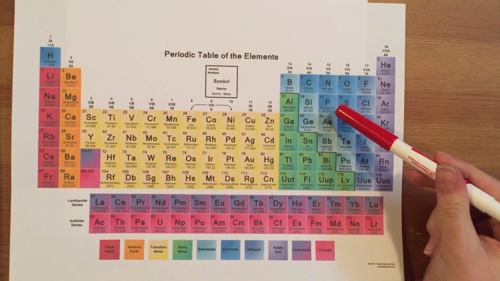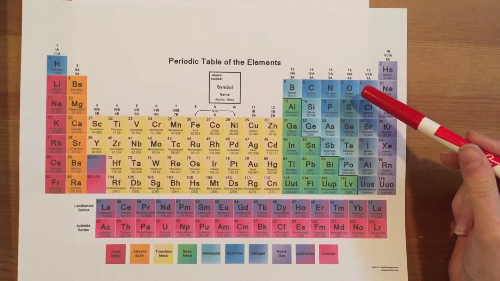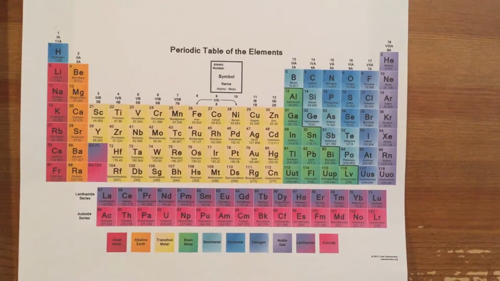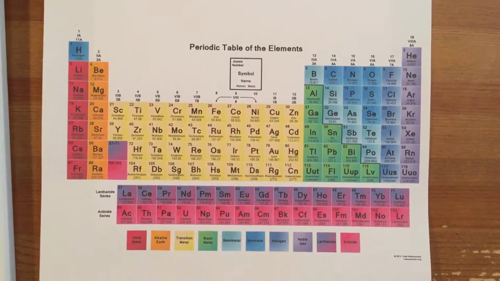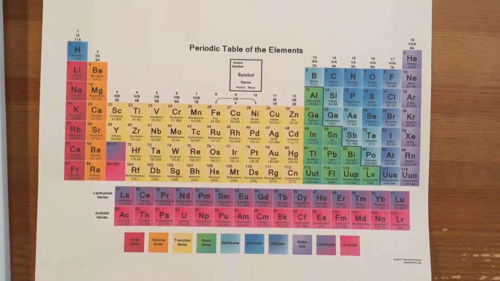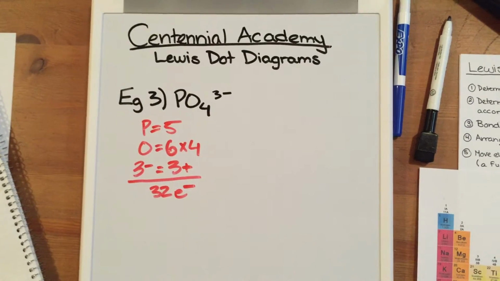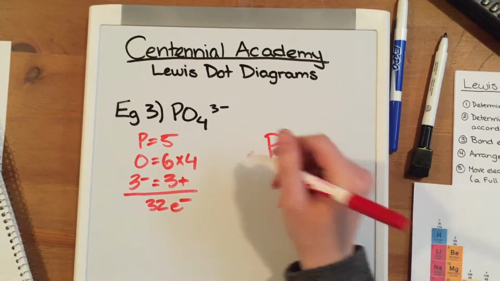There are 5 valence electrons in phosphorus and 6 valence electrons in oxygen. But since there are 4 oxygens, that would be a total of 24 valence electrons. Since phosphate has a -3 charge, you add in 3 more electrons because you're gaining them. The next step is to determine the central atom, and in this case it would be phosphorus.